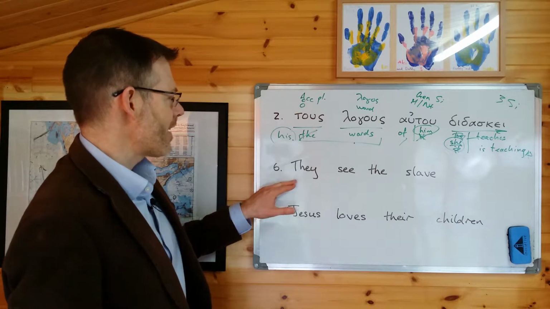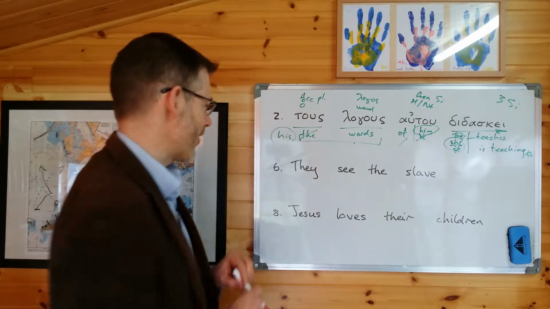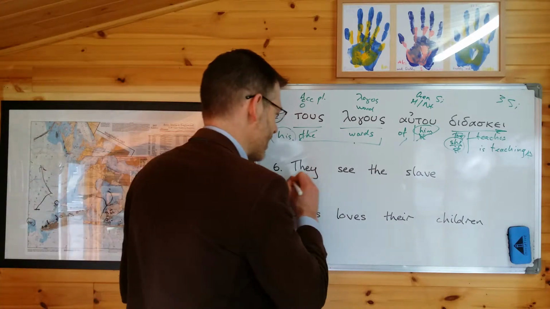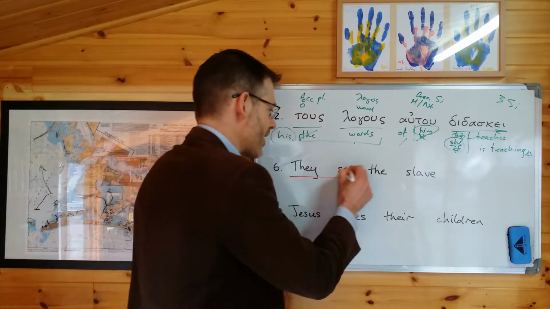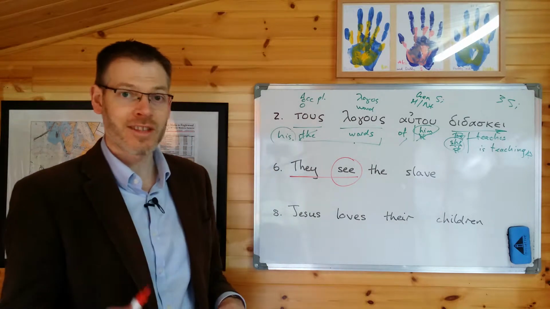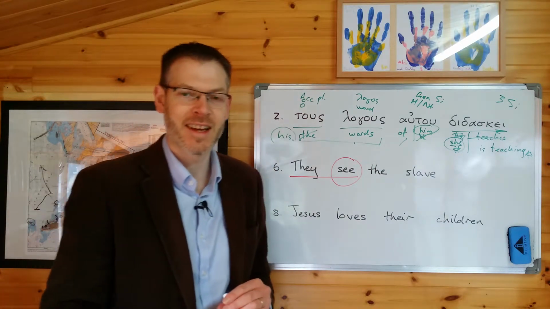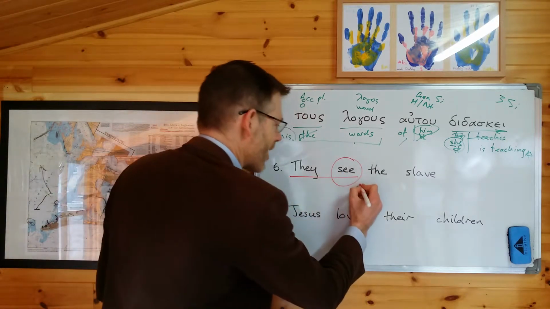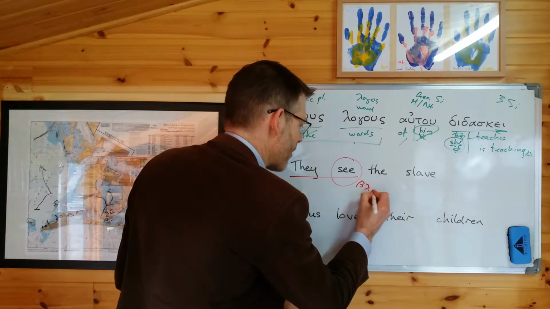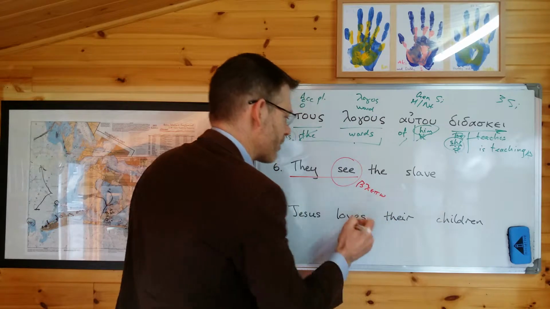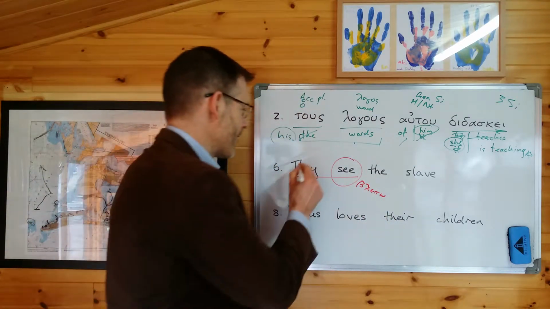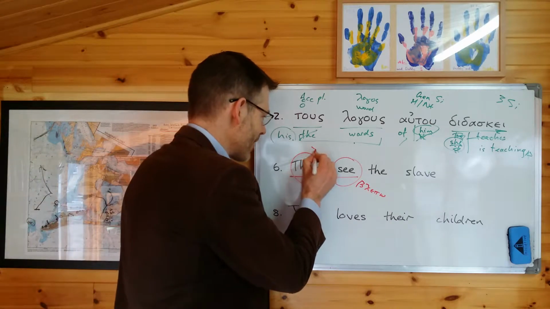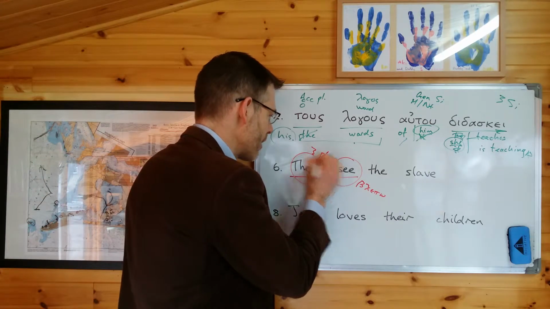And therefore, they see the slave. We're going to need to think carefully about this. So they see: always look for the verb, and you can easily see the verb in English is see, and you need to know the subject in order to translate it into Greek. They see, so we're going to need the verb blepo, which means I see, but we're going to need they see, so we need to know the person and the number. It's third person plural.